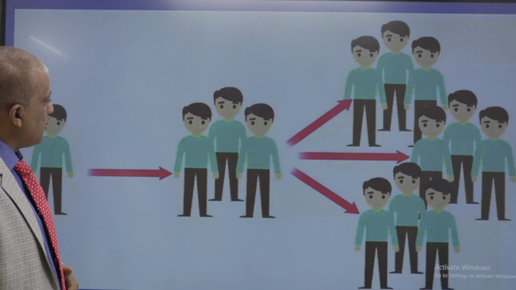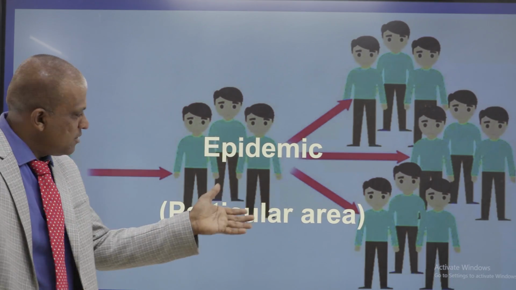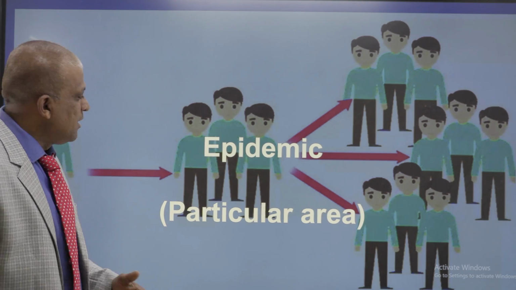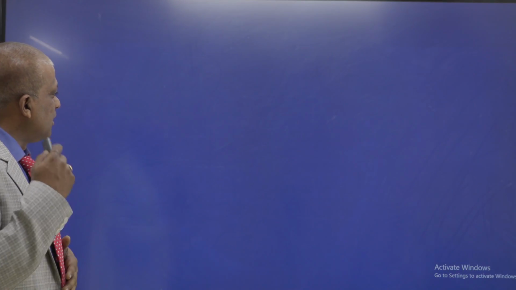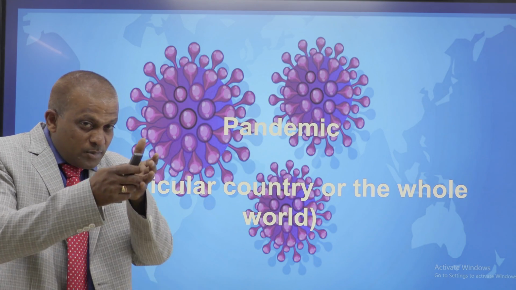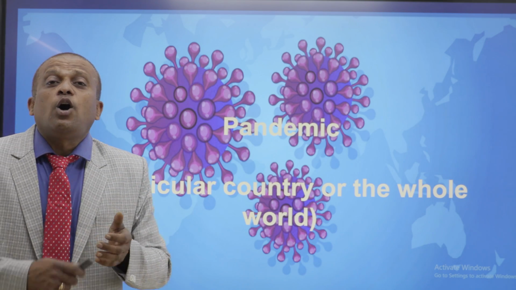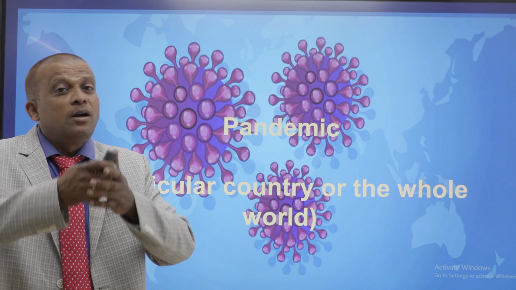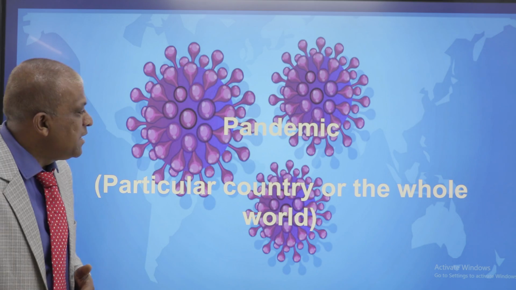The next word is epidemic. When the virus spreads in a particular area from person to person, that is called epidemic, which is used at this moment of time. So, the next word is pandemic. So, epidemic is within a particular area, whereas pandemic is across countries or the whole world. Now, we can see that this coronavirus is spreading across the world, across the country. So, that is why it has become a pandemic.